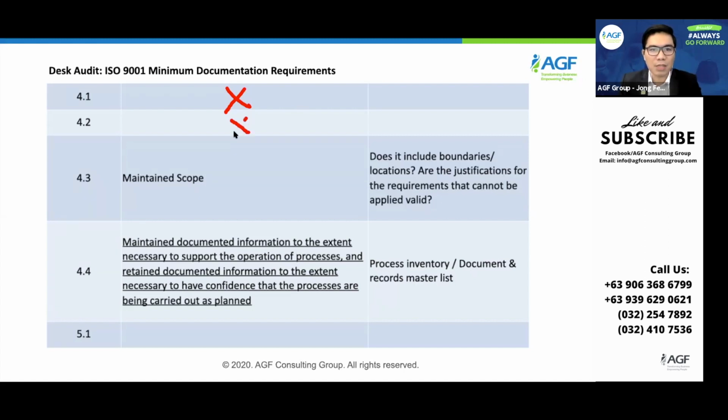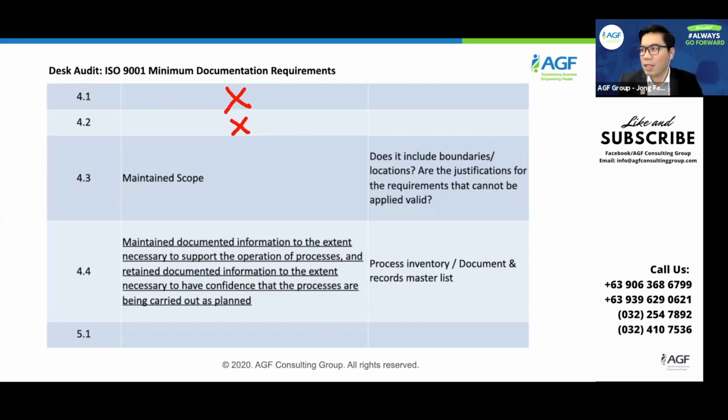4.2 is the interested parties, right? We should determine who the interested parties are in our respective organizations, like your suppliers, customers, regulatory agencies, top management, employees. These are all the interested parties, and according to the standard, we need to capture their needs, expectations, and requirements. The question here is this: do we need to document that?